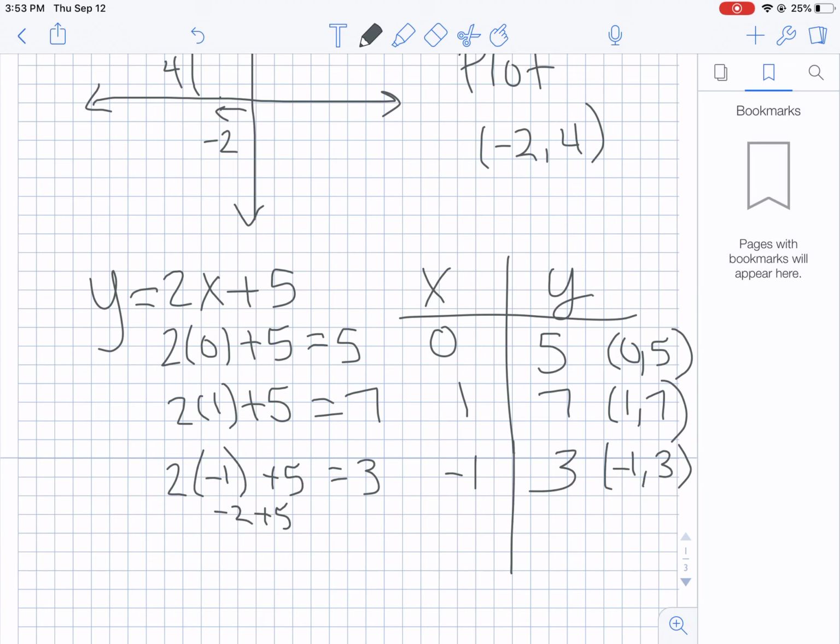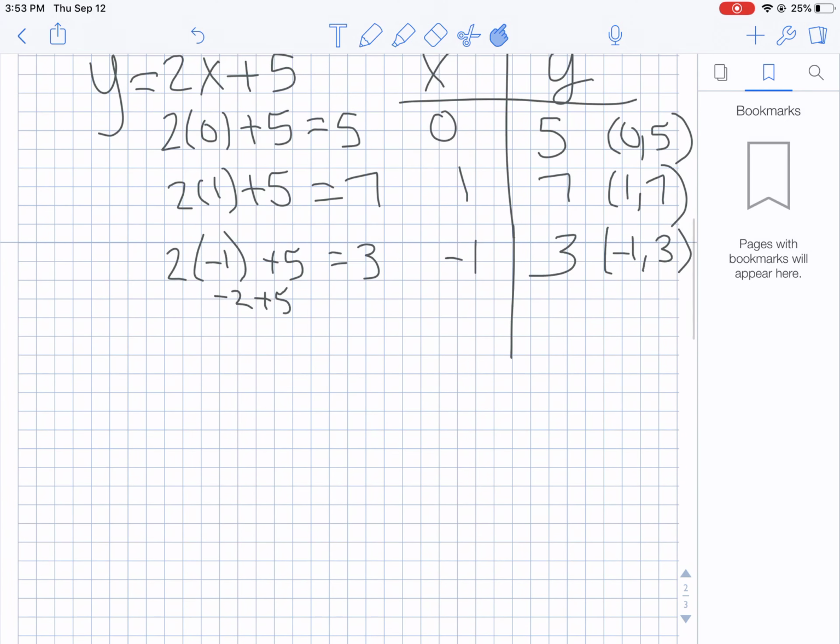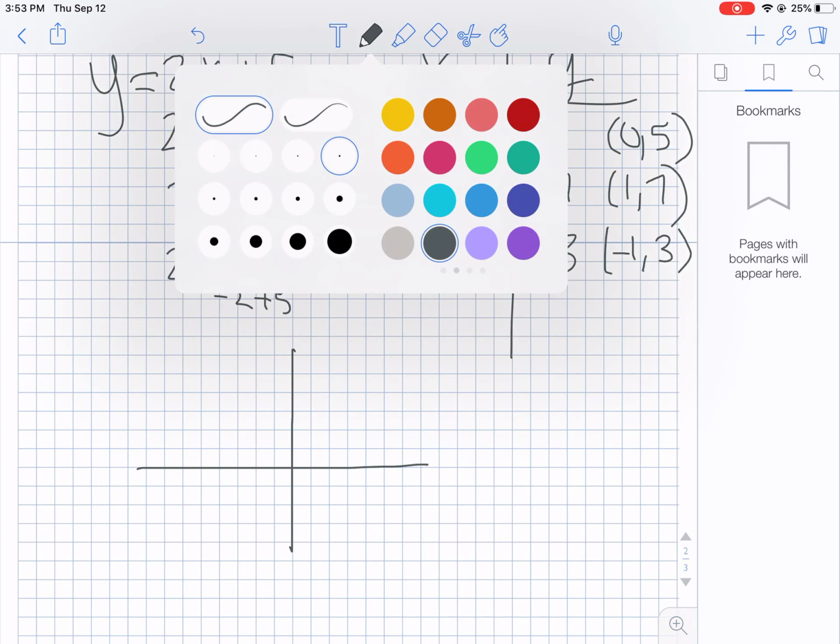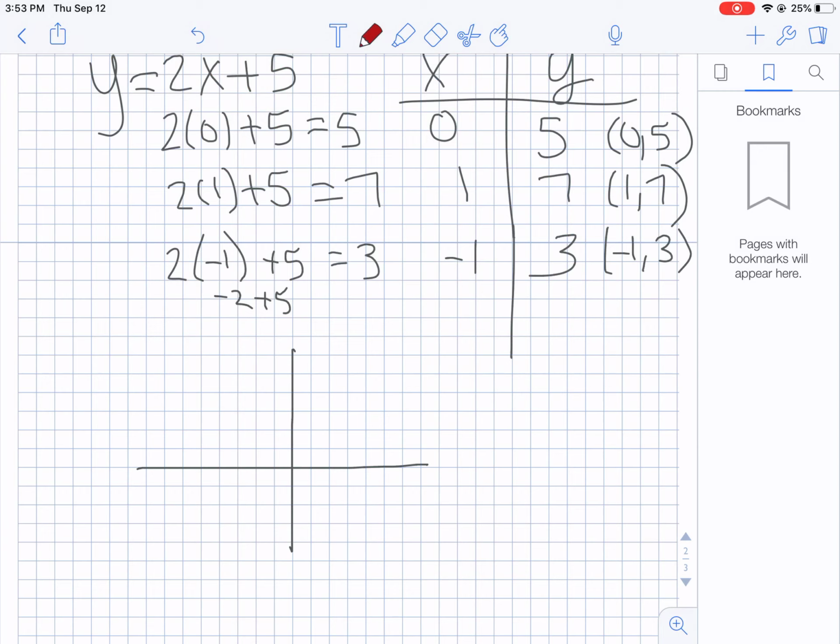And then you would plot those in the coordinate system. So if this is my x and my y planes, 0, 5 is right here. And then we had 1, 7, which would be up here. And then we had negative 1, 3, which is right here. And then you connect them and draw a line. And that's how you graph by plotting points.